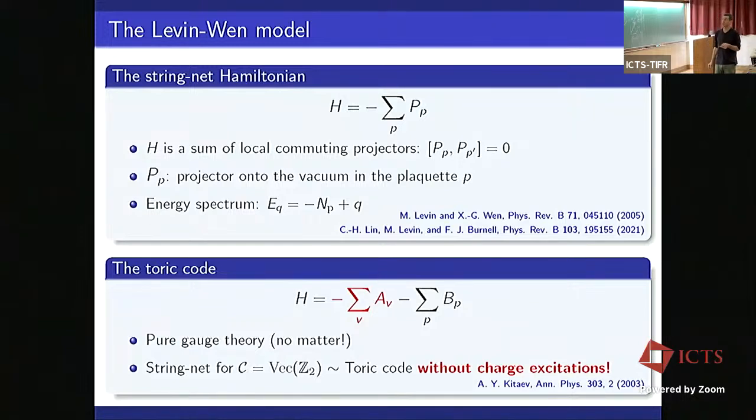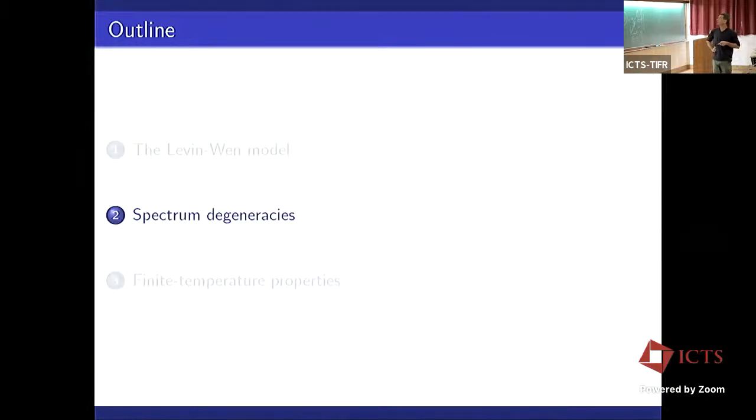And actually, this toric code is just a special case of the string-net Hamiltonian, where I have no charge excitation and where I pick as initial category Vec Z2, which gives me this category. So it's not the same as Fibonacci. It has different fusion rules. It's slightly easier, but that's the way it works. Okay, so now, spectrum degeneracy. As I explained, the energy spectrum is completely trivial. It's a harmonic oscillator, equidistant spectrum. But now we want to know what is the degeneracy of the ground state.